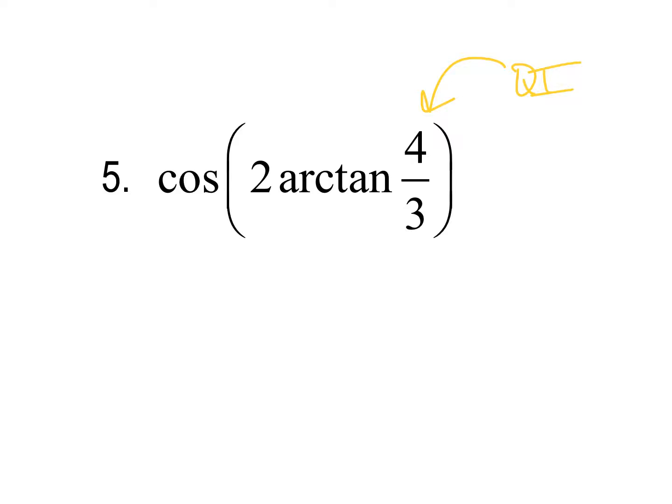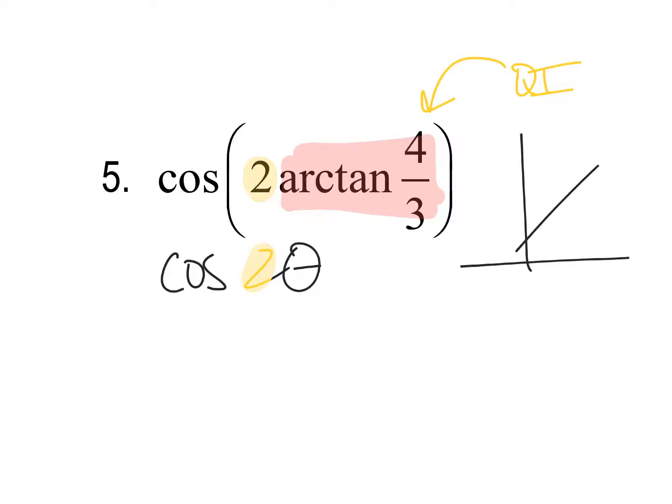But this is cosine of 2 theta. So again, remember we have this 2 here. Don't lose that. But the theta is this arctan 4/3 thing. That's what I'm going to draw my triangle out of. Again, I'm in quadrant 1. And my tangent is 4 over 3. Remember, that's y over x. And that gives me a 5. There's a Pythagorean triple for my hypotenuse.